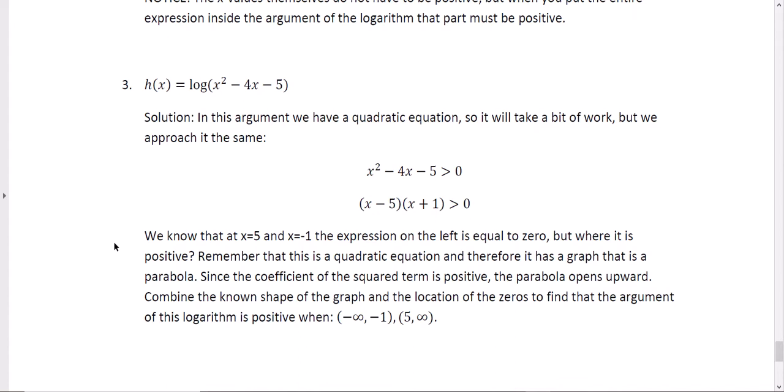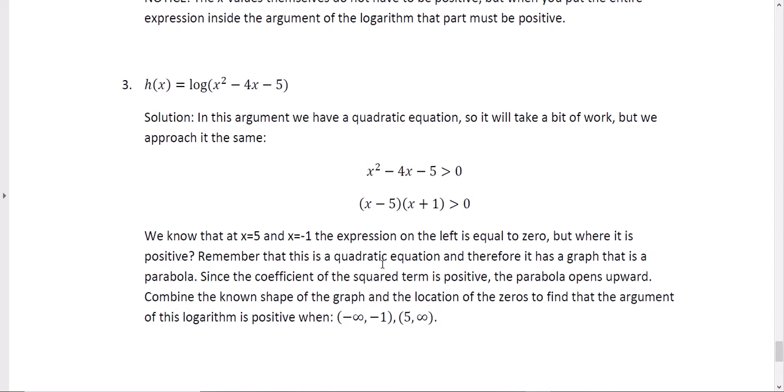So in this argument, we have a quadratic expression. Here we go. x squared minus 4x minus 5 has to be greater than 0. Well, we can factor this as x minus 5 times x plus 1 has to be greater than 0. And we know that x equals 5 and x equals negative 1 will make the expression on the left equal to 0, but we don't want it equal. We want it only greater.